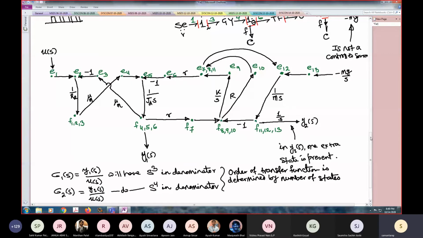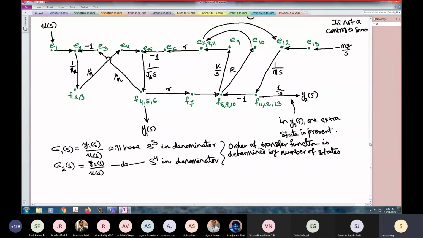So we will simplify this. So simplification. First thing that I will simplify: if you have something like x, then y, then this is equal to a single gain xy. That's one simplification.